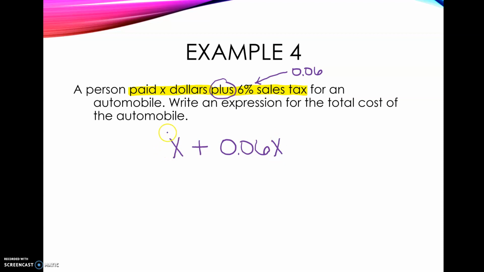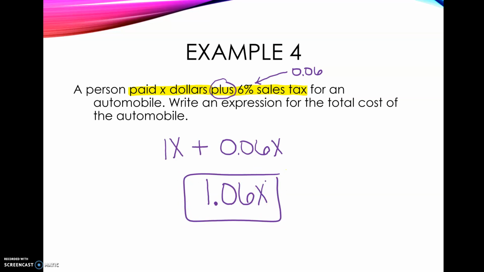What coefficient, what number is in front of this first x? A 1. So if we have 1x plus 0.06x, we could combine that into 1.06x. Basically, you're taking the cost of the vehicle and multiplying it by 106%. You're paying for 100% of the vehicle and 6% more for that sales tax.